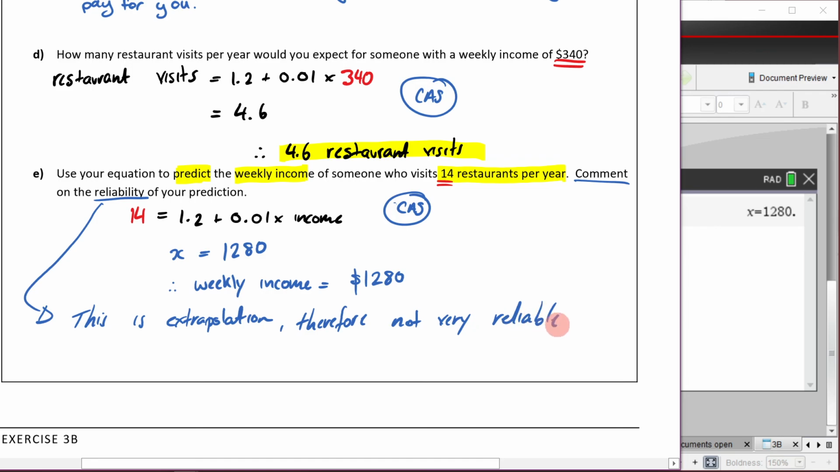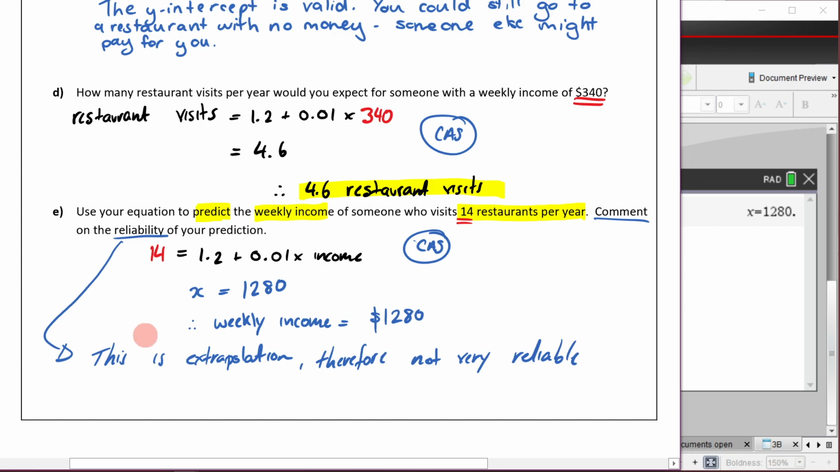And remember, the reason it's extrapolation is because we're dealing with a y of 14, and that's outside of our range there. But that is how you approach that question.